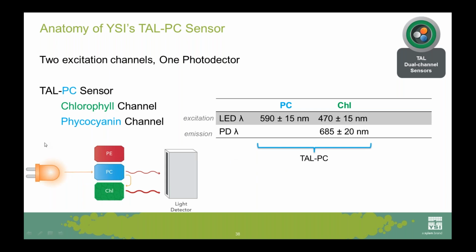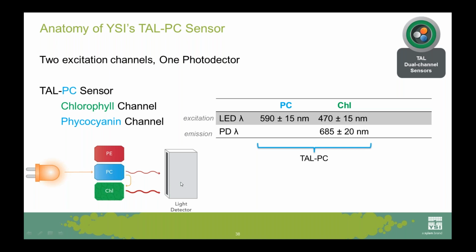It is likewise excited by a very tight wavelength band, this time in the orange region of the electromagnetic spectrum. But here is where we do something unique. The light emitted by the phycocyanin reaches the detector, but ultimately what we're looking for is the light emitted by chlorophyll. So we're leveraging that natural process where phycocyanin transfers most of that energy to the chlorophyll molecule.